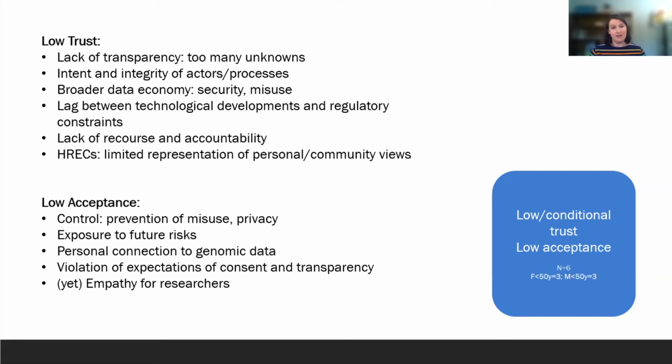So for these participants, a waiver of consent presented quite a challenge. The lack of control that they had when that agency through consent was removed was quite challenging to these participants, who saw that control as the only means that they had to prevent the misuse of their data, the only means to protect their privacy and protect their exposure to future risk.